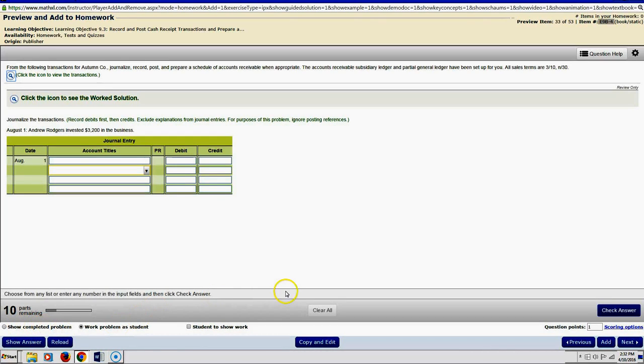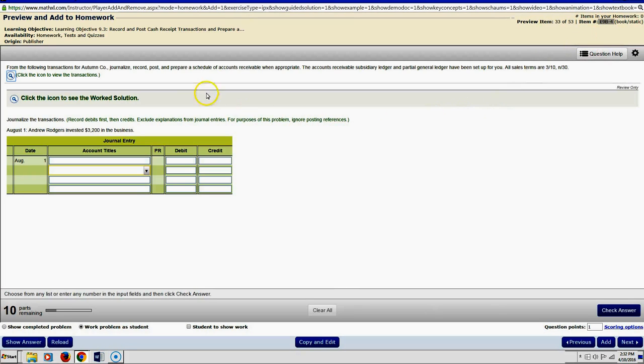Hi people, this is to help you with solving problem 9A1, which is part of your homework. It's taken from the book as well. It's exercise 9B4. You can find it in your text as such.